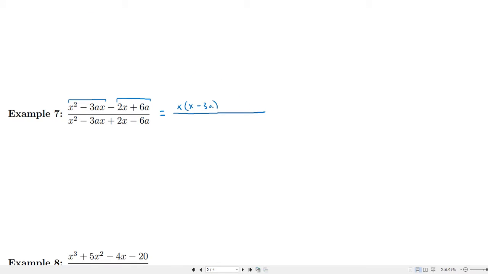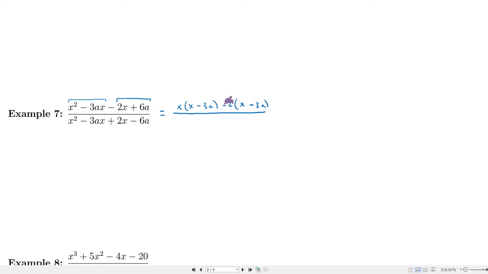Okay, if we factor out negative 2, then we are left with just an x. And if we factor out negative 2, then that makes us a negative 3a. And now, this is good, because once we factored out our greatest common factor amongst those two binomials, then what's left over is a common factor. Okay, so we'll get back to that.